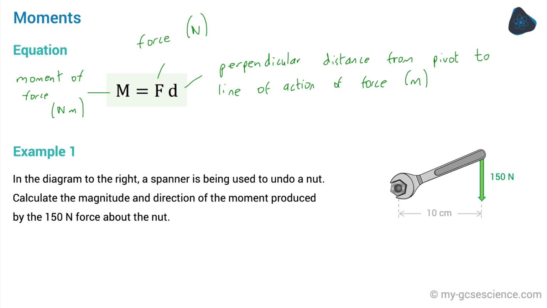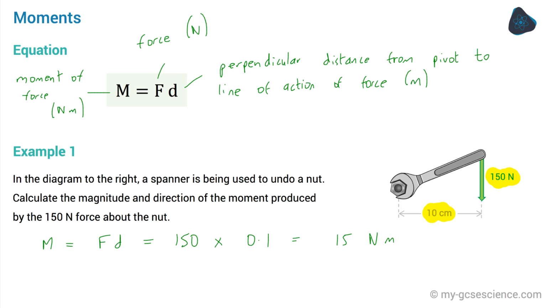Here, we're looking for the magnitude or size and the direction of the moment produced, so let's give it a go. We can see that the force is 150 newtons and the perpendicular distance from the line of action of this force, which is represented by this dotted line, to the pivot here, is 10 centimeters or 0.1 meters. To work out the magnitude of the moment, we use the equation M equals Fd and sub in 150 times 0.1 with d in meters, which gives 15 newton meters.